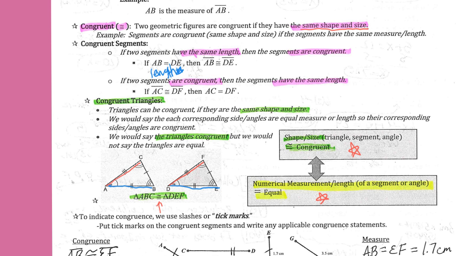And so it's a little bit weird. You're like, they kind of mean the same thing. Again, you would only say these two triangles, you wouldn't say they're equal, you would say they're congruent because they're the same shape and size. And that to me is a little bit more clear than when we talk about segments.